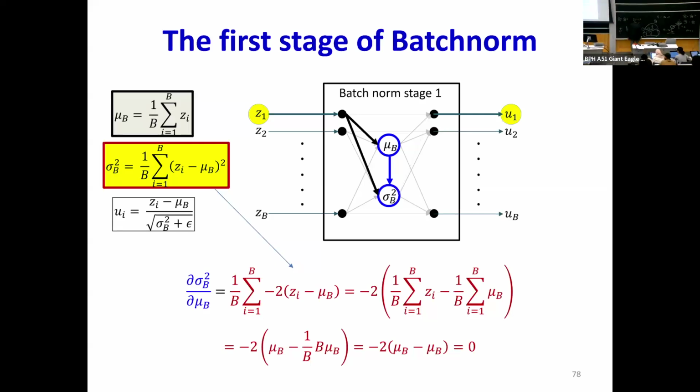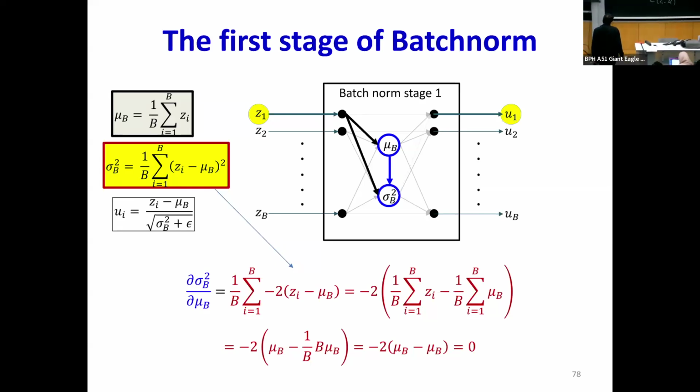Just without looking at this board, what is the summation of zi minus mu, where mu is the average of the zi's? 0. What is the sum of all the terms after I've subtracted the mean? 0, right? Because what am I doing? I'm finding the center of all of the data points and moving everything to that center.